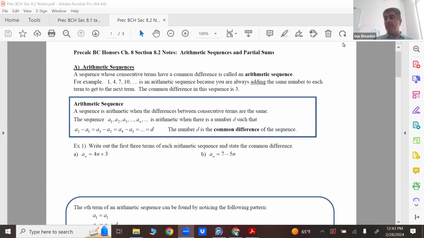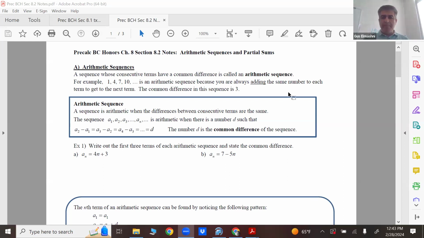It could also be subtracting the same number as well. The bottom line is that consecutive terms have the same difference, right? So in this case, A2 minus A1 equals A3 minus A2 equals A4 minus A3 and so forth. These are called the common difference. A1, A2, A3, A sub n are the terms in the arithmetic sequence.